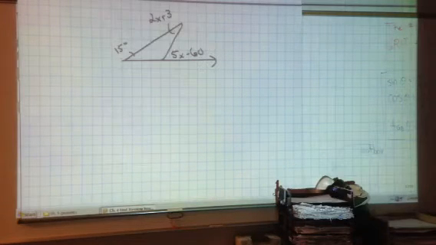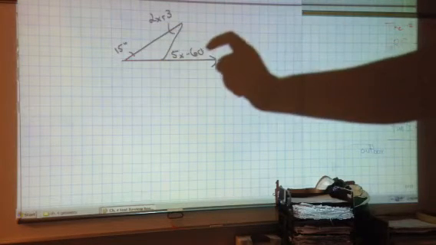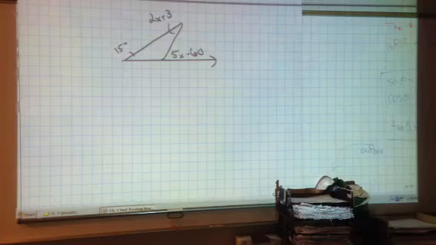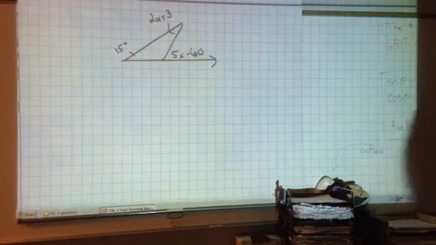Number 5. This one gets a lot of people, but it's always the same idea. These 2 remote interior angles add up to equal this exterior angle. So the reason being, if you want to think about it this way, I'll give you a little proof. Angles in a triangle add up to 180.